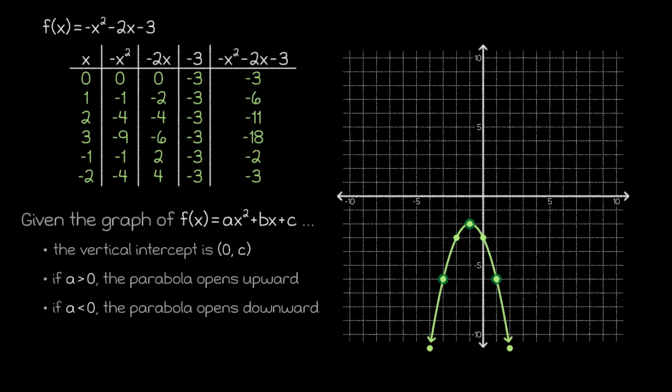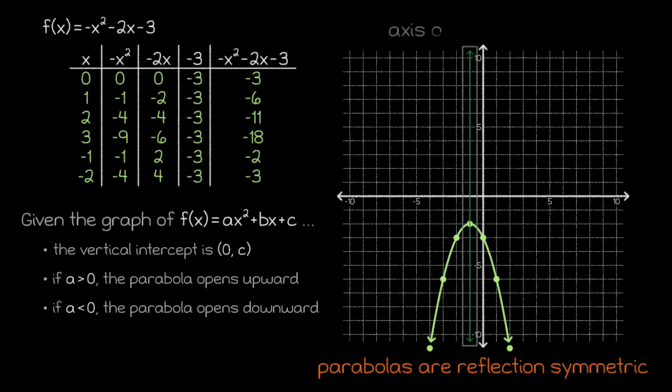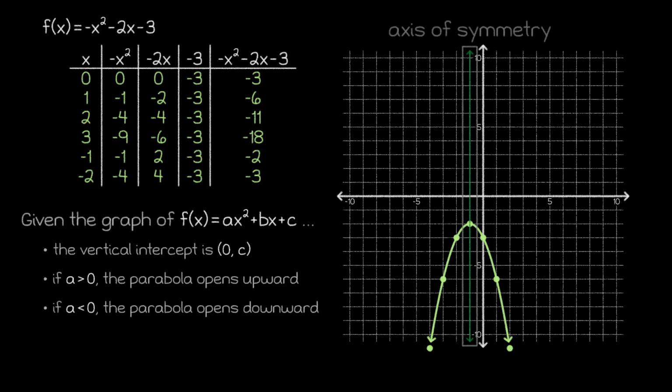This symmetry can be formalized a bit more by drawing a vertical line that goes through the vertex of the parabola. By doing this, we can see that if every point of the parabola was reflected across this line, we would get the exact same parabola. Because of this, we say that the parabola is reflection symmetric, and we call this midline the axis of symmetry. In this case, the axis of symmetry can be expressed as the line x equals -1, since every point on this line has an x-coordinate of -1.